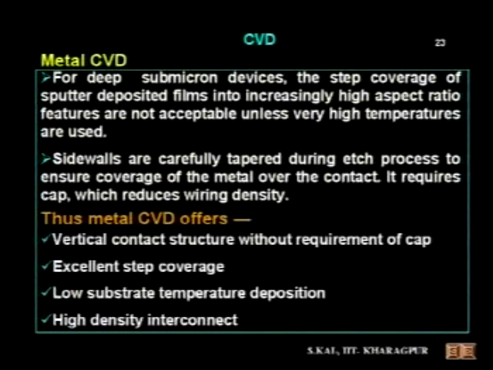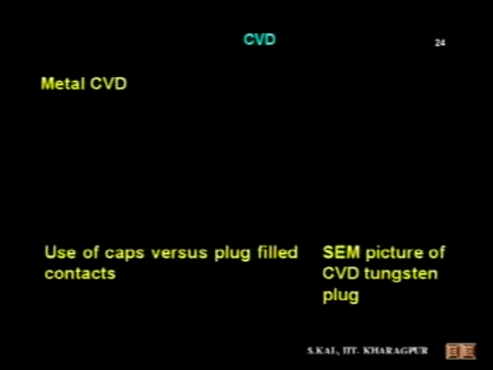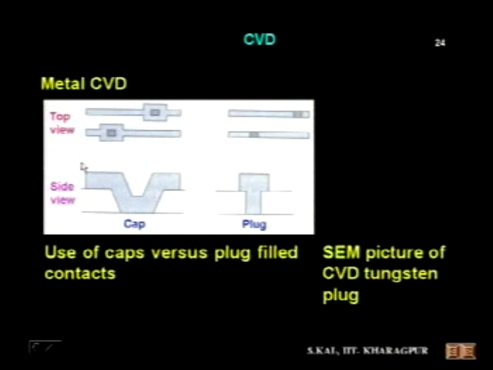Now, I will show you what we mean by the cap and what is the vertical wall deposition. Some schematic drawing I am showing now. In this structure, the left one is the conventional sputtering technique, and the right hand side is the metal CVD technique. This is the contact window, and to get complete step coverage, you have seen the side walls are tapered. It's not vertical, isn't it?